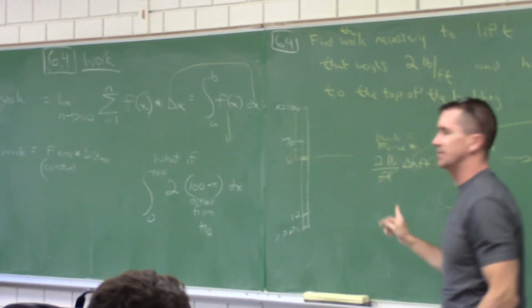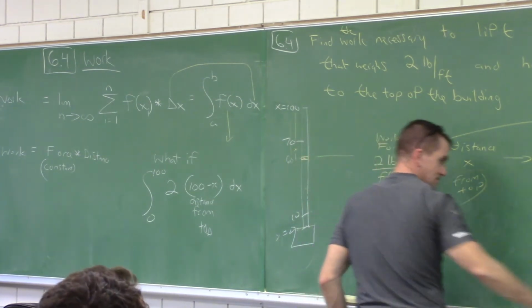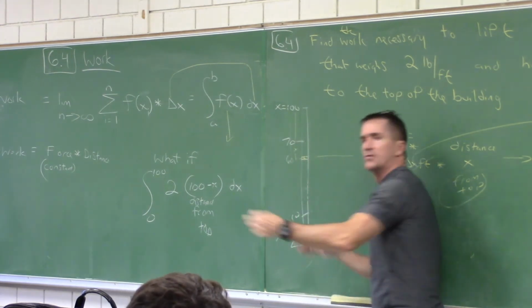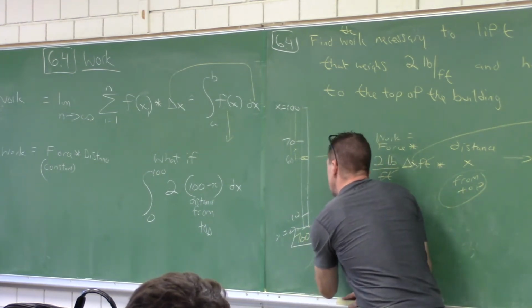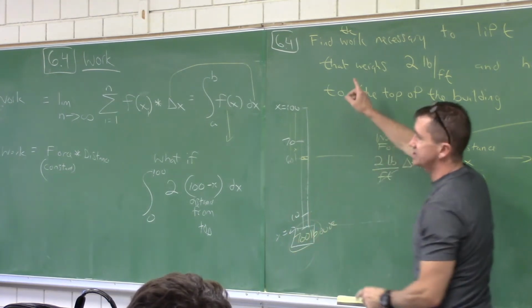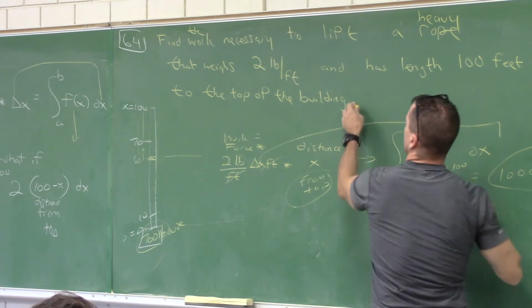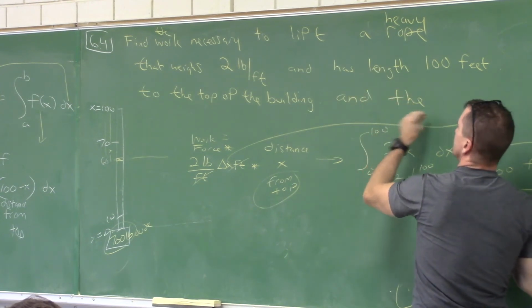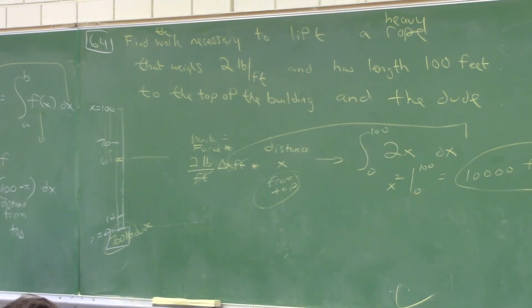Hey, we've got to extend this problem. So now everyone, right at the bottom of this, I'm going to add this 700-pound dude, okay? Now, if you're like, wait, he might move around, that might affect the force, just pretend he's not breathing or something. We're putting him at the bottom. So I'm going to change the question: I want you to find the work necessary to lift the heavy rope that weighs 2 pounds per foot and has length 100 feet to the top of the building. And I also want the total work combined with lifting the dude.